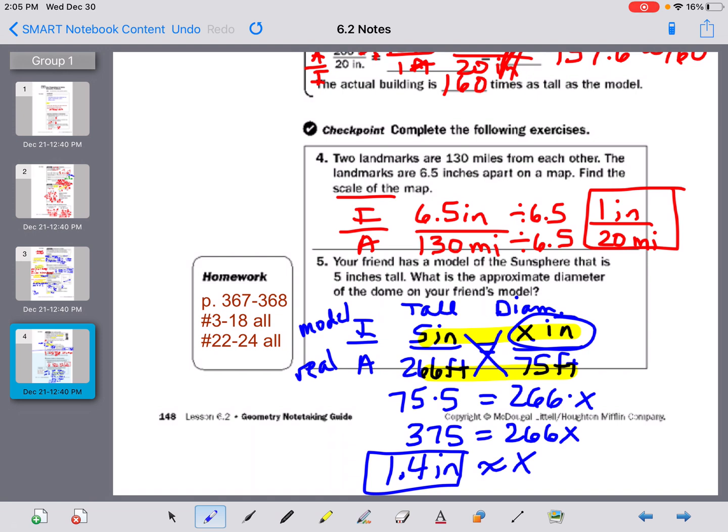All right, so we're doing a lot more of the proportion work. Now we're adding it to these geometry problems. Just be careful on the scale. Different units are fine. Set it up image over actual and divide by the smallest number.